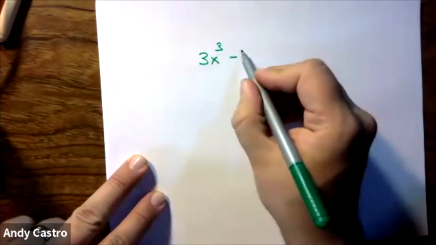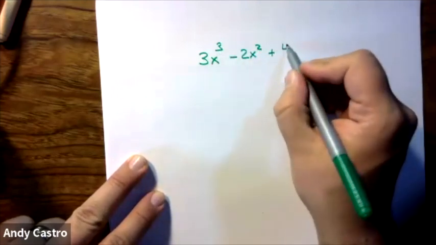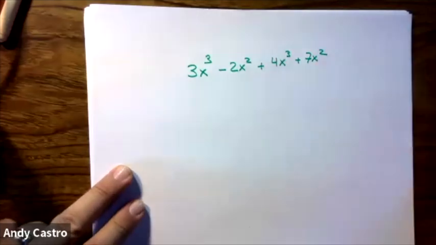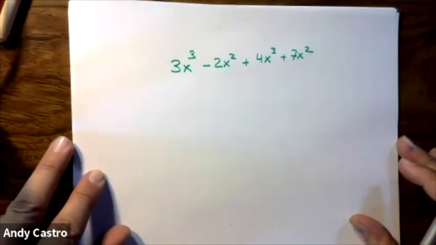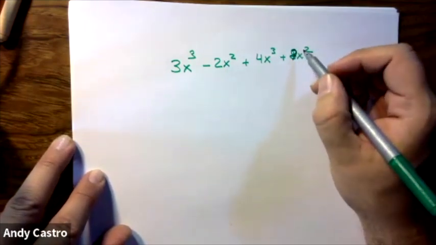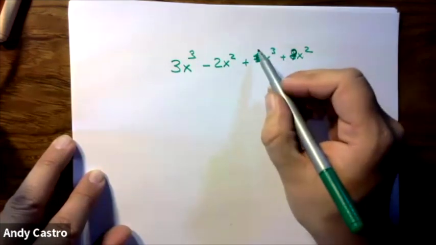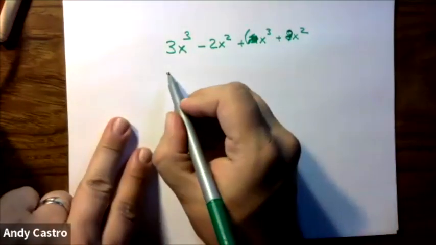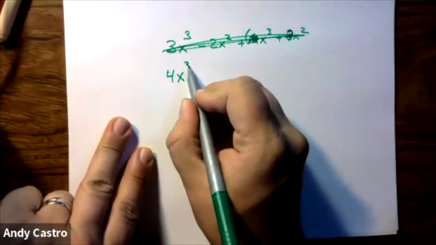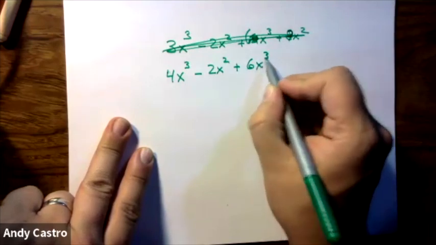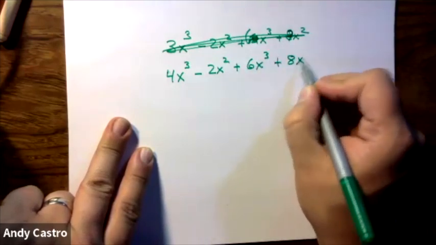All right, so let's do a practice one. 4x cubed minus 2x squared plus 6x cubed plus 8x squared. Sorry, I'm going to redo this, the first version looked bad.